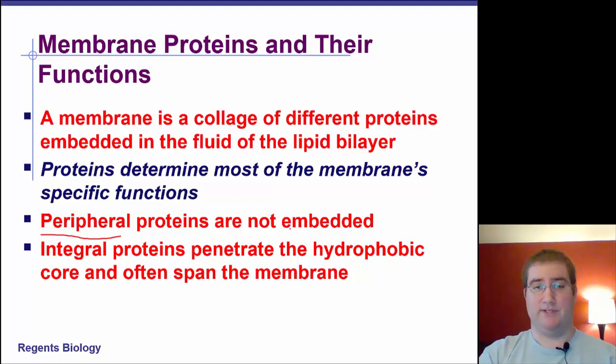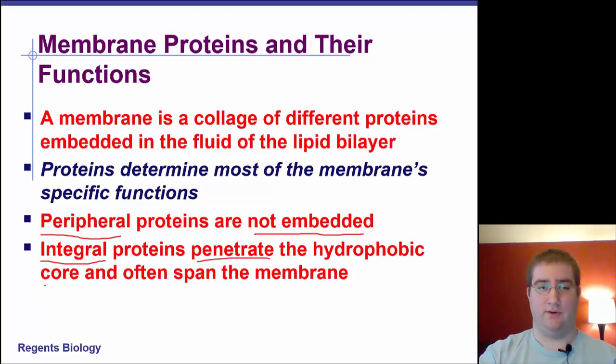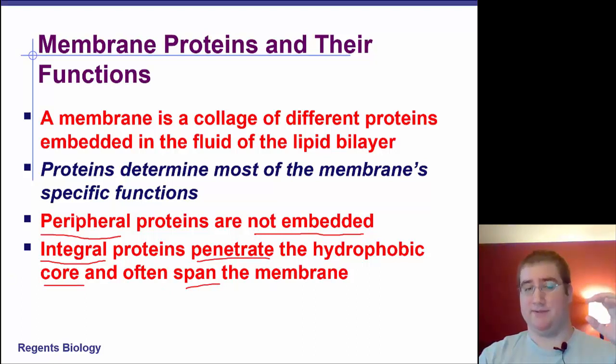So peripheral proteins are not embedded, meaning that they're just on one side of the cell membrane. They don't go through the membrane. They're just on the top layer. The other one is known as an integral protein. They're integrated proteins. These guys actually penetrate the core and span the membrane. So peripherals are only found on the outside, while integrals are integrated.